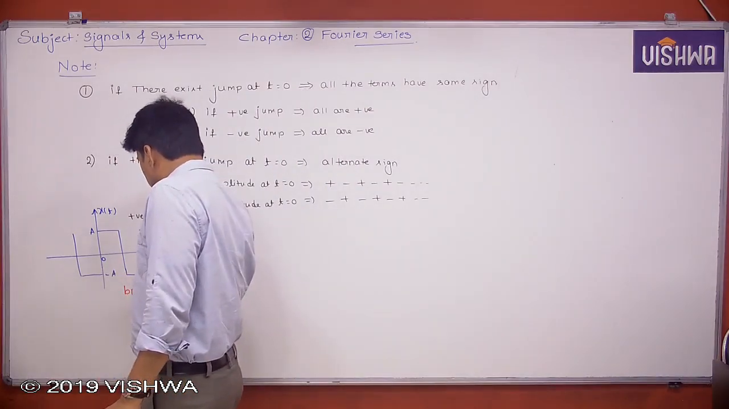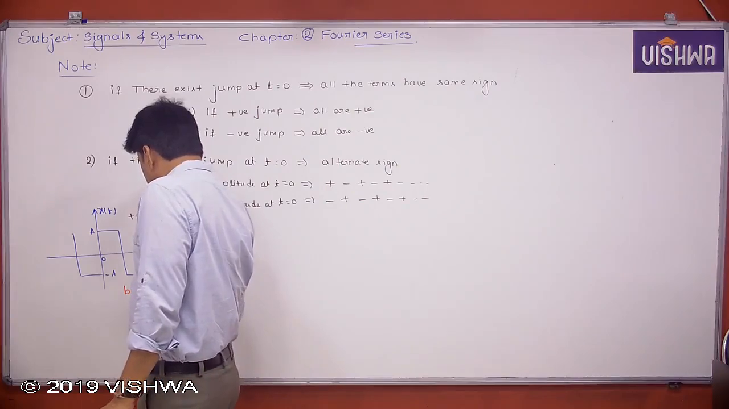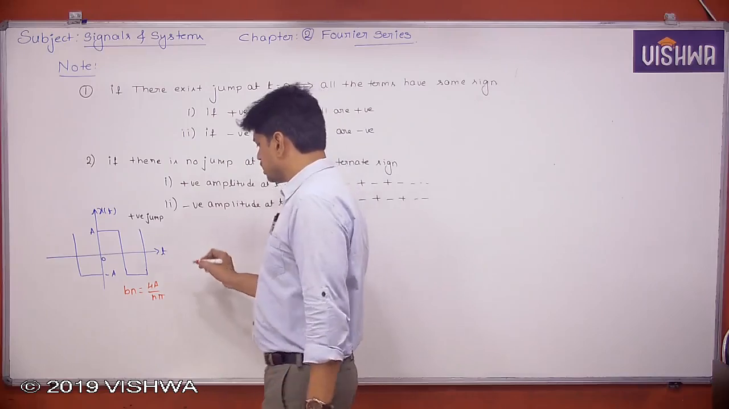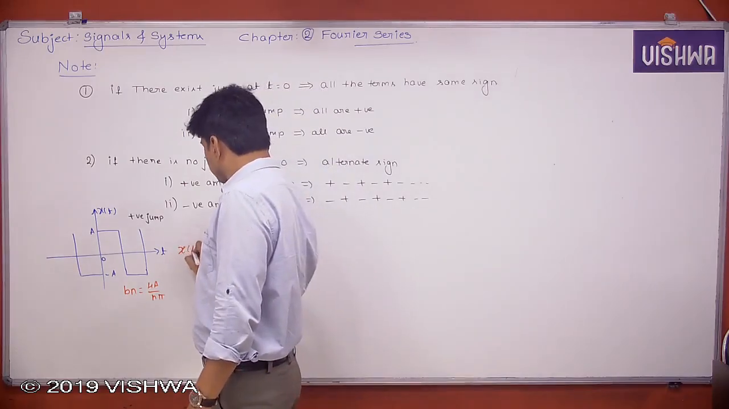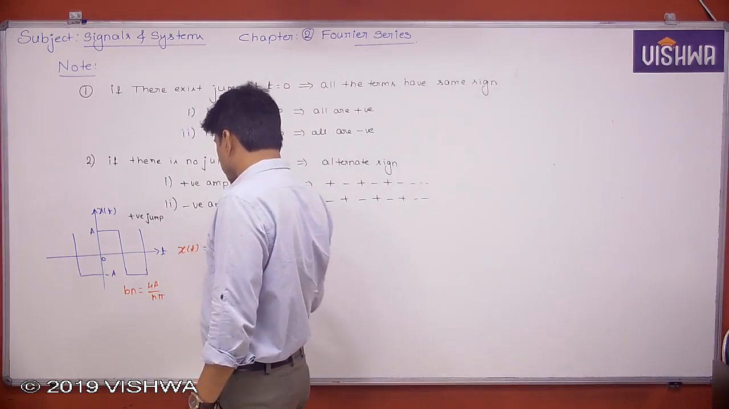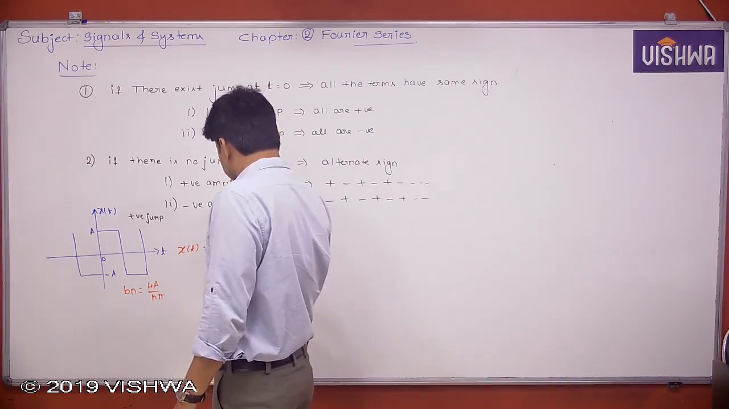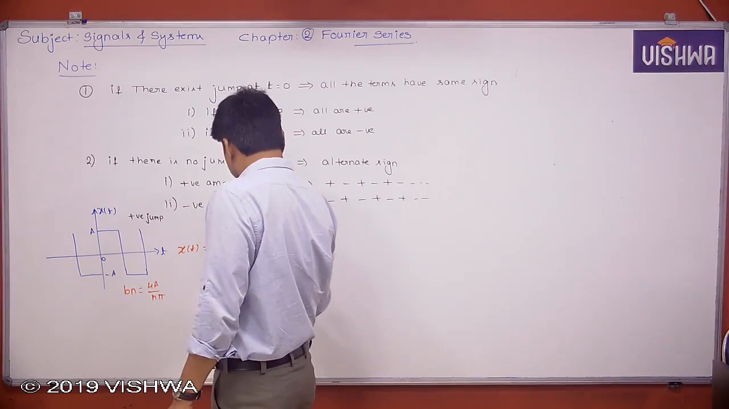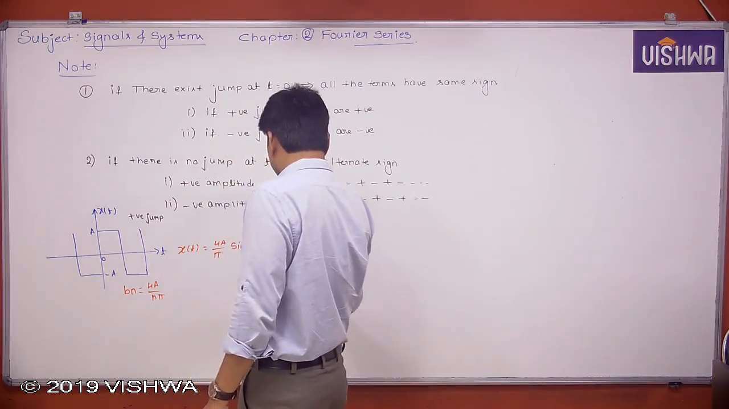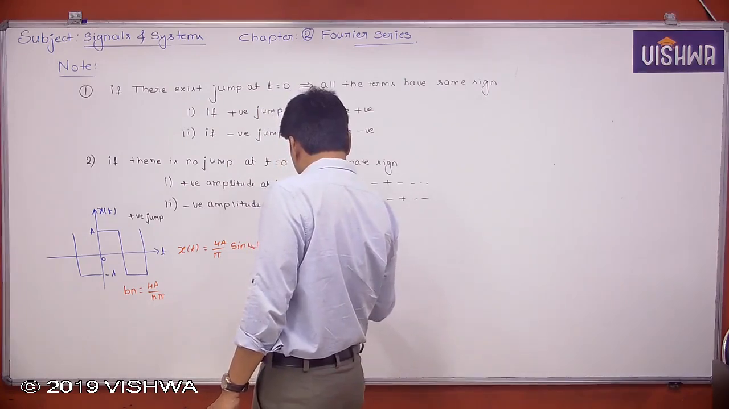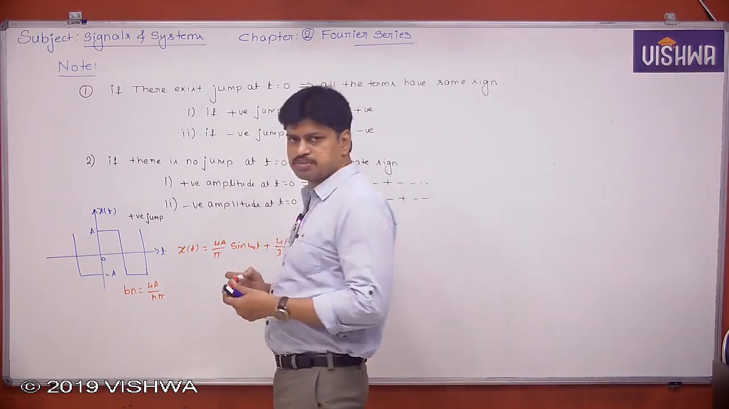Bn is equal to 4a by n pi. So we are having only sine terms. Then x of t is having all positive signs. Just now we have written that 4a by pi sine omega naught t plus 4a by 3 pi sine 3 omega naught t plus, and so on, like that.